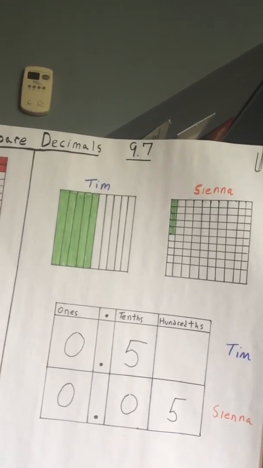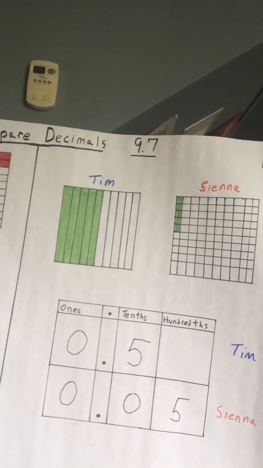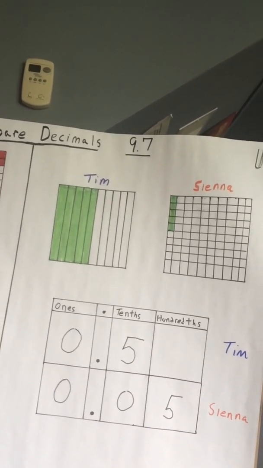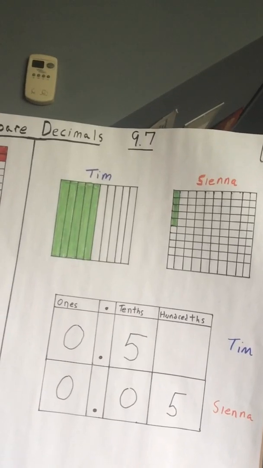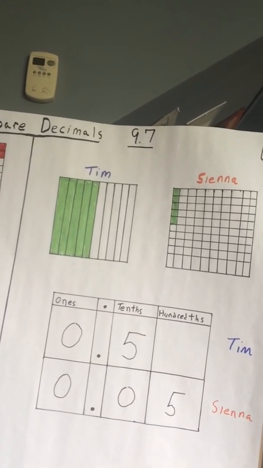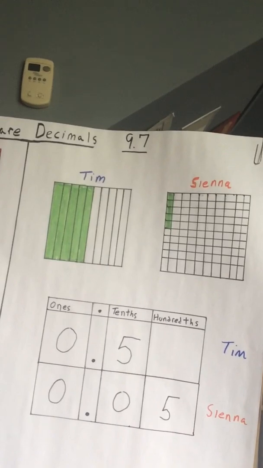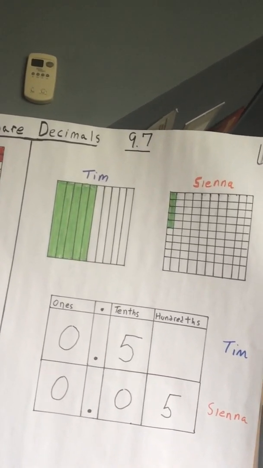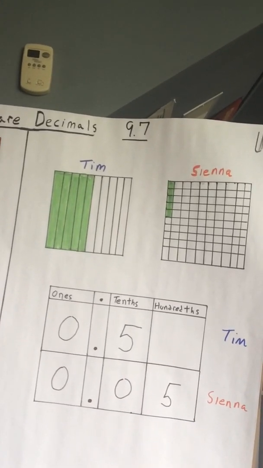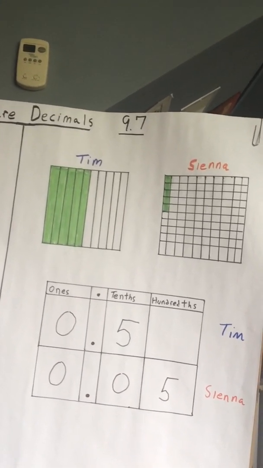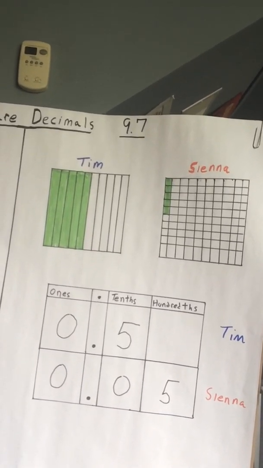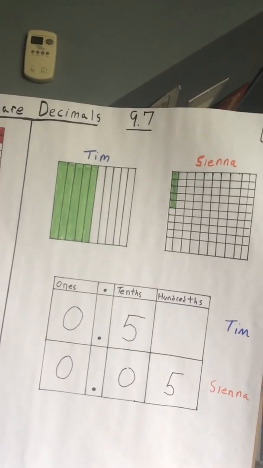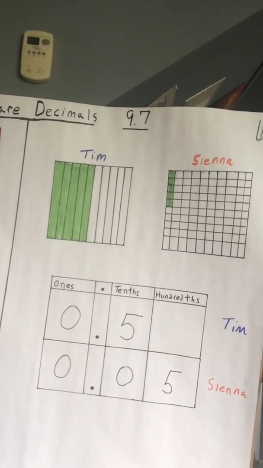Underneath, we have our place value chart. Notice under the ones, both have zeros. Then our decimal point. Now we know Tim has 5 tenths, so we put 5 in the tenths column. Sienna has no tenths because she only has 5 hundredths, so a 0 goes in her tenths. For hundredths, we leave Tim blank, but we could put a 0. And for Sienna, we put a 5. And when you look at those two numbers, obviously 5 tenths is greater than 5 hundredths.